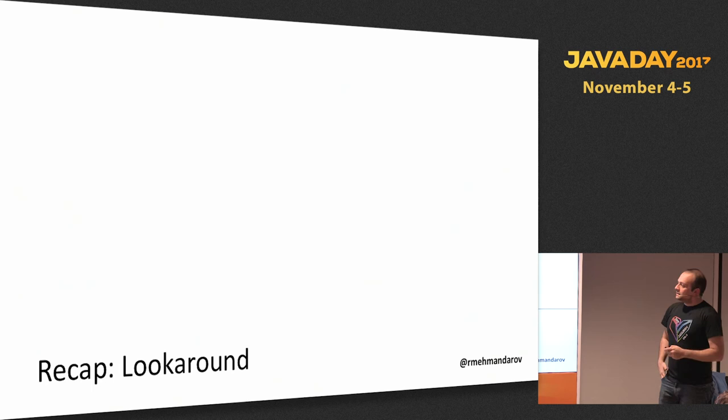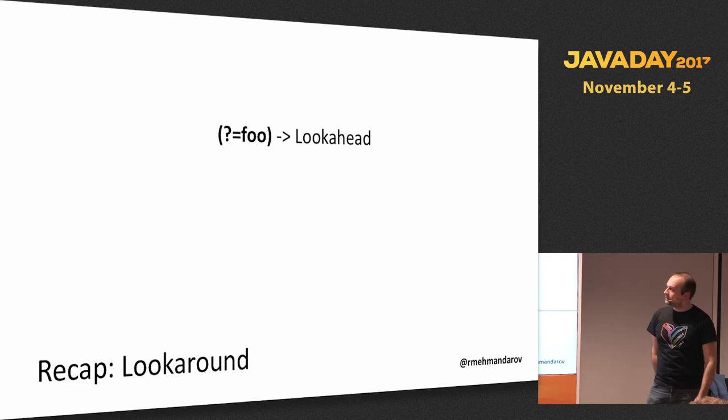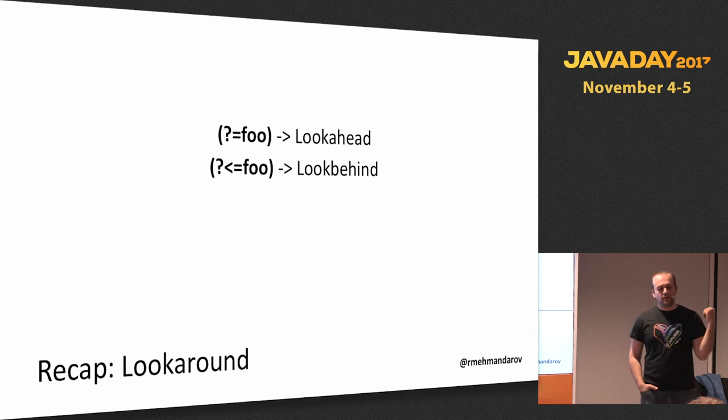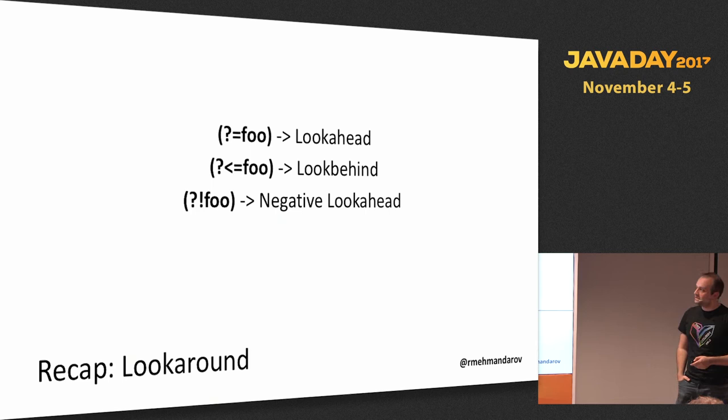So look around. There is positive, negative, look ahead, and look behind. They're kind of self-explanatory, right? You can do question mark equals something, that would be look ahead. So check if there is something, and if it is, match it. Look behind, kind of the same way, just the other way. Also negative look ahead, so don't match that if that is there, and the other way.